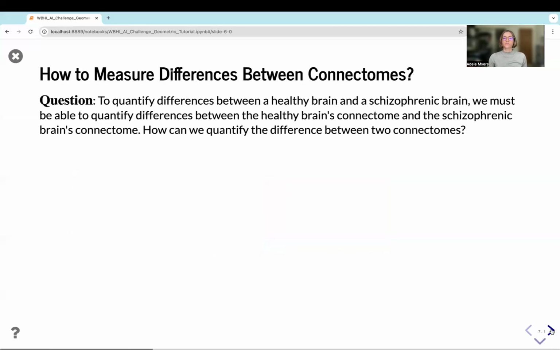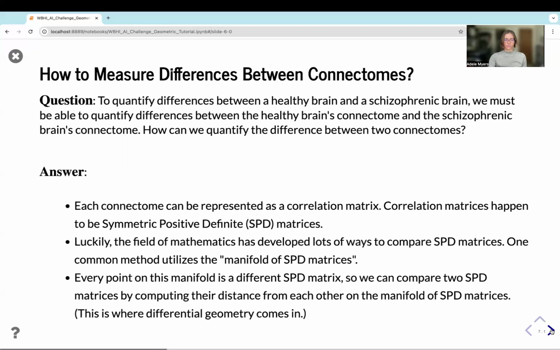So, to quantify differences between a healthy brain and a schizophrenic brain, we must be able to quantify differences between the healthy brain's connectome and the schizophrenic brain's connectome. So before we were able to visually kind of see what the difference would look like, but how would we numerically quantify the difference between two connectomes? Our answer is that each connectome can be represented as a correlation matrix. Earlier, I said that you can kind of see that the connectome could look like a matrix of some sort. We're actually going to represent it as a correlation matrix.